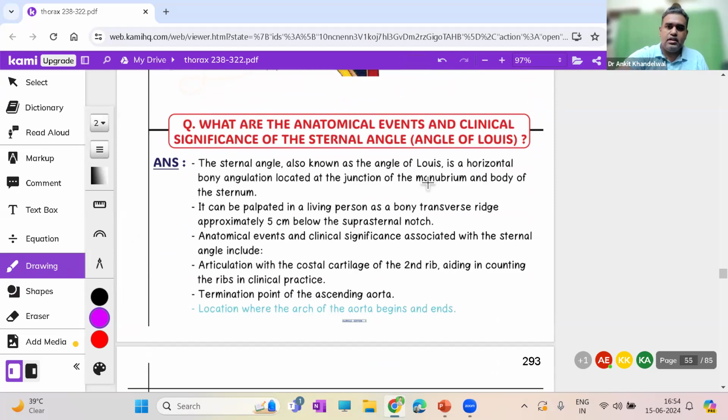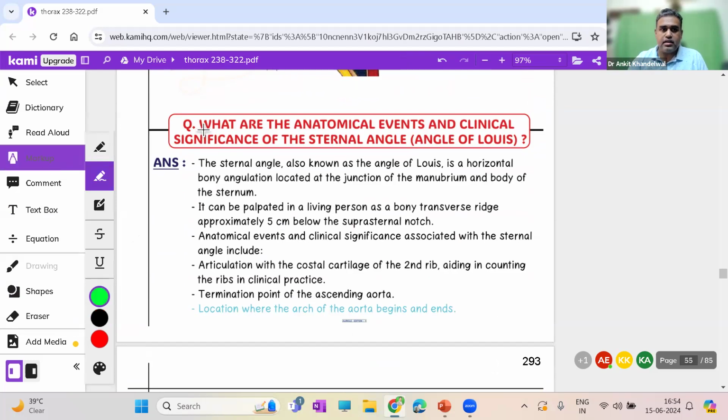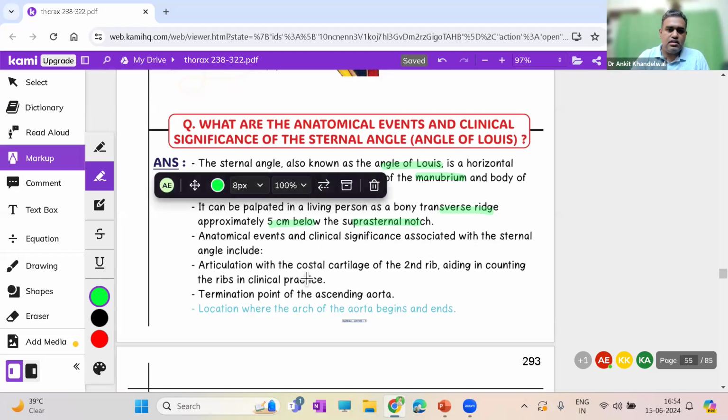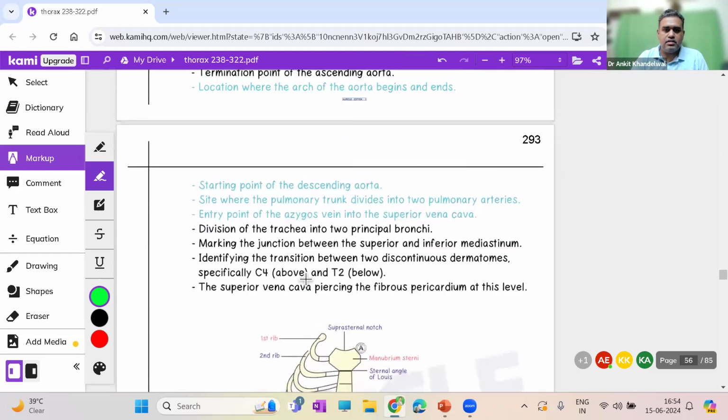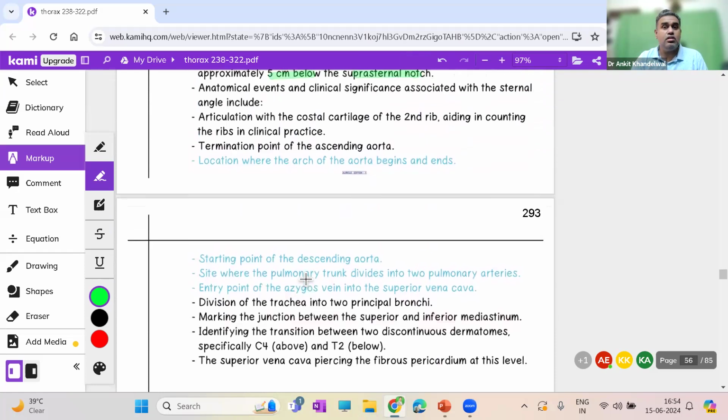Okay, let us see what questions might come on the sternal angle. It is also known as the angle of Louis, the angle between the manubrium and body of the sternum. A transverse ridge around 5 centimeters below the jugular notch, sometimes around 4 centimeters as well. Anatomical events and clinical significance associated with the sternal angle are all very, very important, guys. Just read it once, you will understand the value of the sternal angle. The one I've told you till now is that the second rib is attached there, and it can help in counting of ribs.